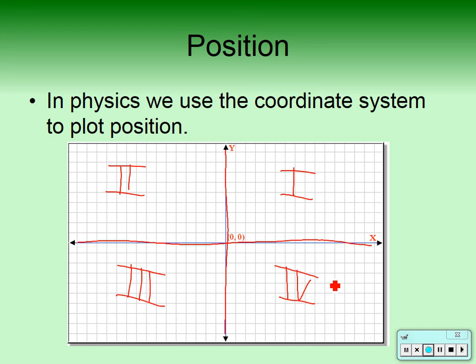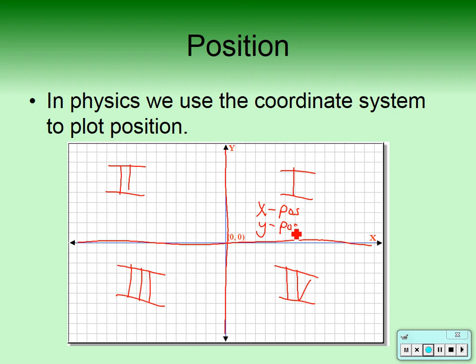Let's talk about these coordinates for a second. Let's talk about quadrant number 1. Is x going to be positive or negative in this quadrant? Positive. X is positive. What about y? Y is going to be what? Do we have to go up?